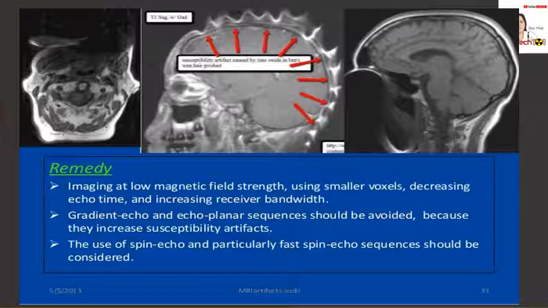So instead of using gradient echo and echo planar sequences, it is recommended to use spin echo, particularly fast spin echo sequences to avoid susceptibility artifacts. So iwasan gamitin yung gradient echo and echo planar sequences. Instead, yung gamitin ay spin echo, or if available, mas mabuti yung fast spin echo sequences. Ito siya, susceptibility artifact. So, parang reflection siya. So, para maiwasan, ito yung mga kailangang tandaan.